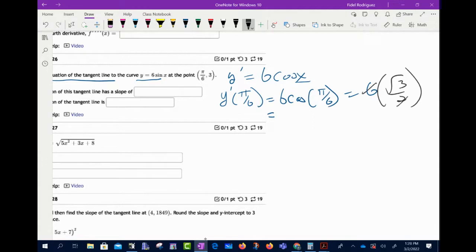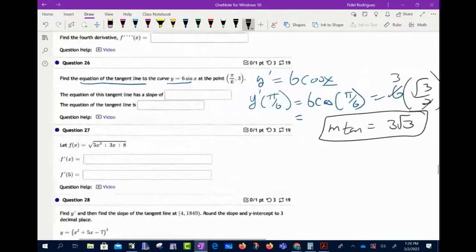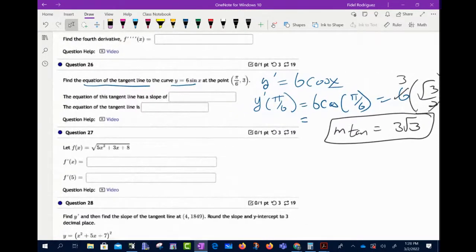So won't this 2 and that 6 reduce? That's going to give me a 3 square root of 3. Isn't that giving me the slope of the tangent line? Okay, so look right here, y'all. We found the slope of the tangent line.